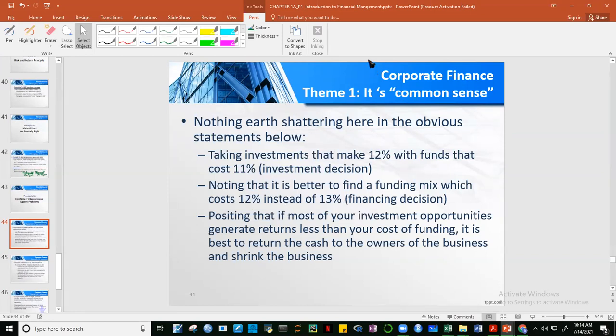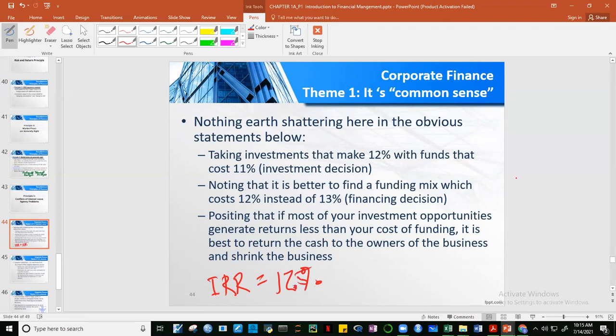Okay, is that clear, guys? Let me pause. Let me repeat my example. We have a project whose return is 12.5%. The return is usually called the IRR, the internal rate of return.